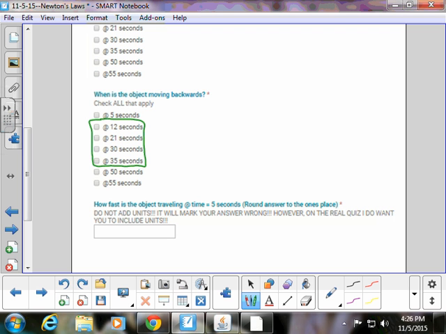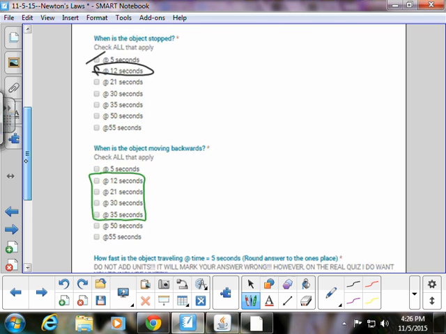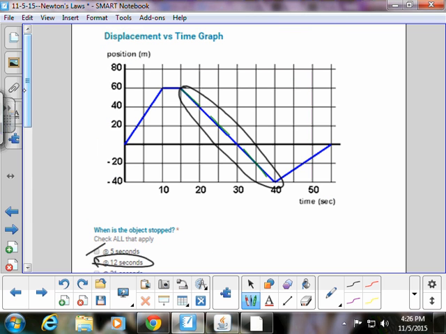How fast is the object moving at time 5? So let's go to time 5 here. All right. Time 5 is right here. So I need to find the slope at 5 seconds. In order to do that, I could just draw a tangent line, and you notice my tangent line nicely just matches that blue line anyway.